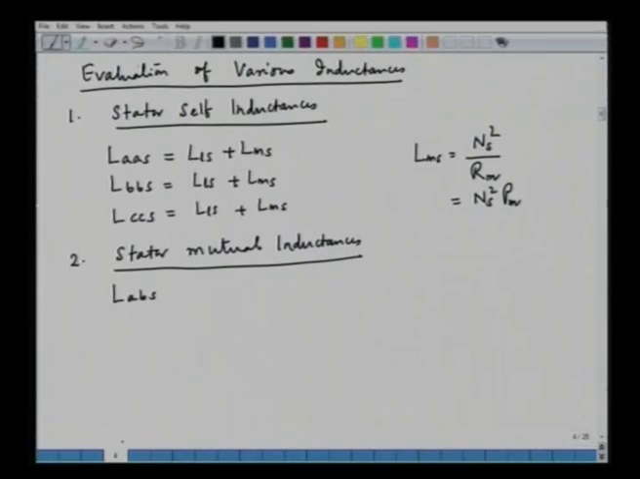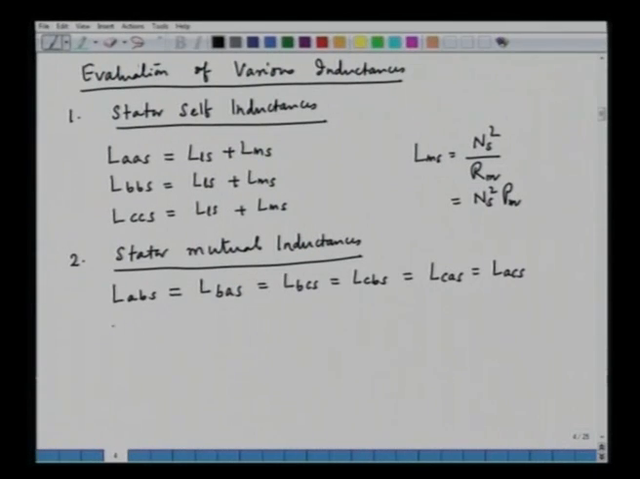So, we can say that LABS equals LBAS, since AB and BA will be the same, that is equal to LBCS, LCBS equal to LCAS, LACS. Now, what is this?